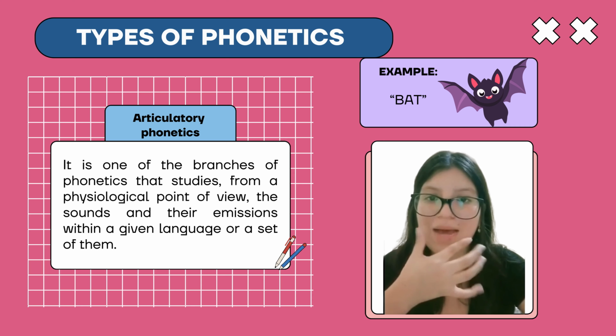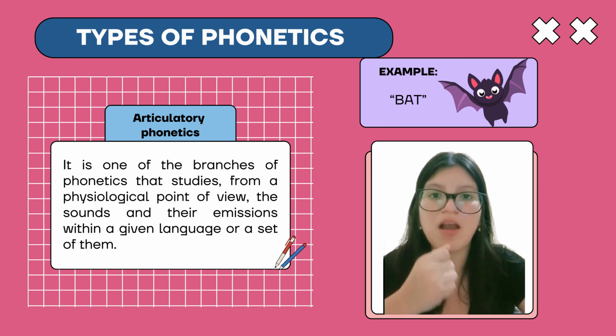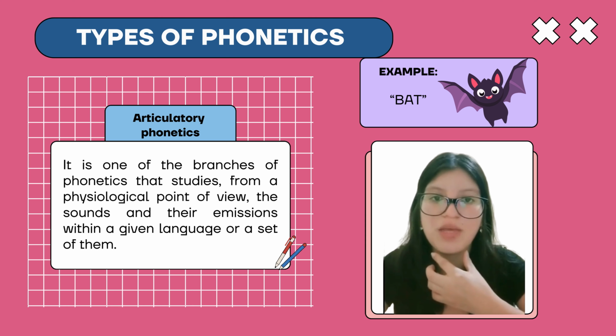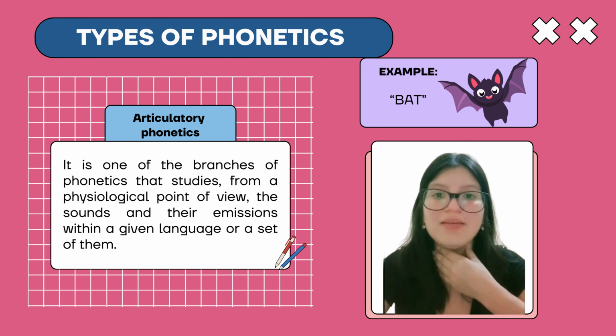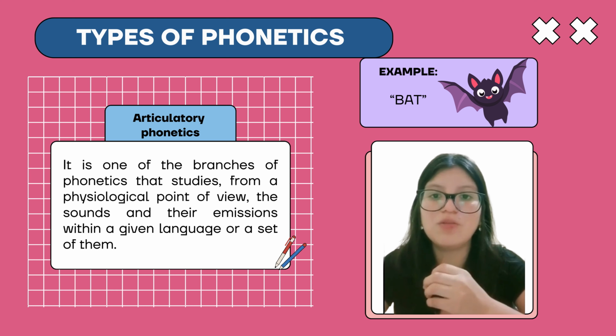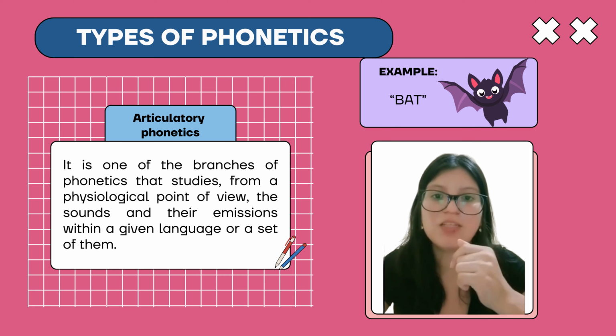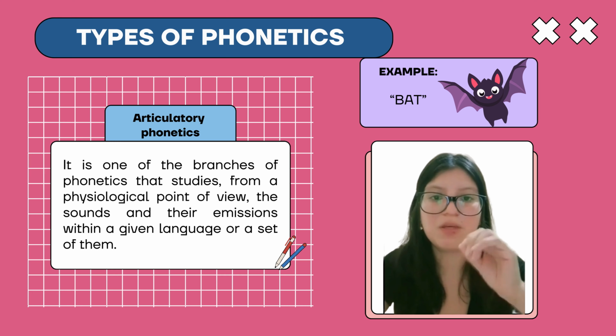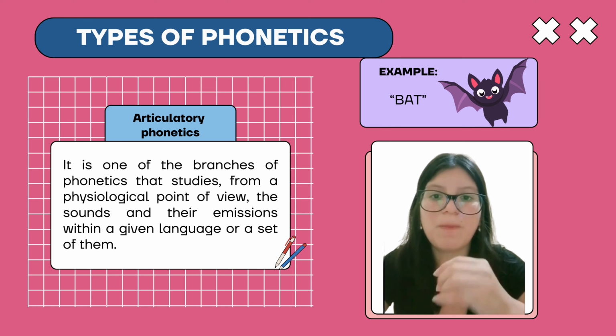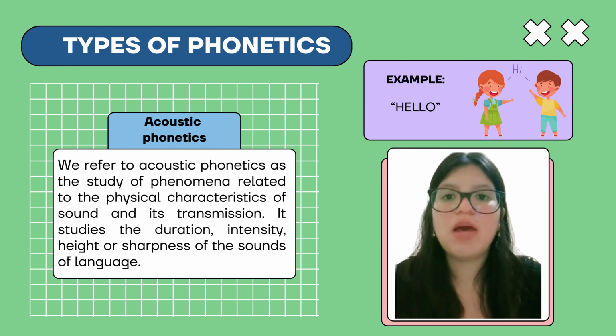Pack. Your tongue stays low and doesn't move. Pack. The soft palate is raised, so the air doesn't go through your nose. The sound goes out through your mouth. Pack. Your throat doesn't vibrate because your vocal cords stay apart. Number 2. Acoustic phonetics.